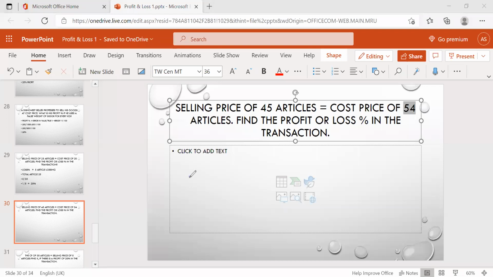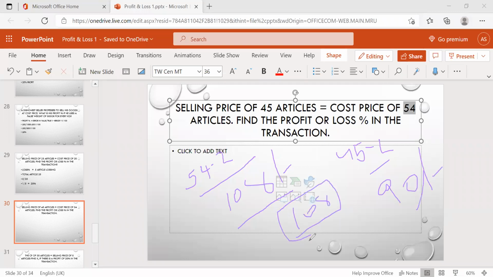Say I have 54 chocolates, each chocolate 2 rupees. That's my limit. 108 is my cost price. Okay, and the 45 cost price into 2 is nothing but 90 rupees. So 90 rupees chocolates I'm selling at 108. That means it is a profit only, right? So selling price is more compared to cost price. So it is a profit. Damn sure it is a profit.